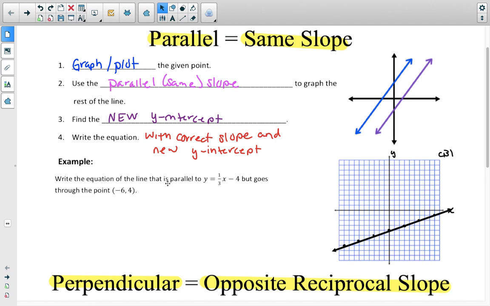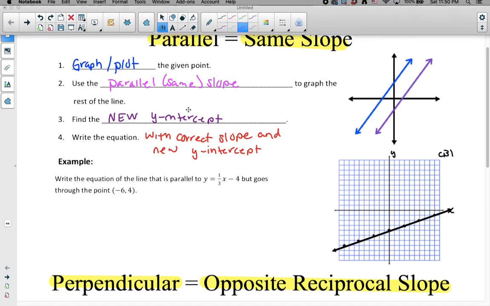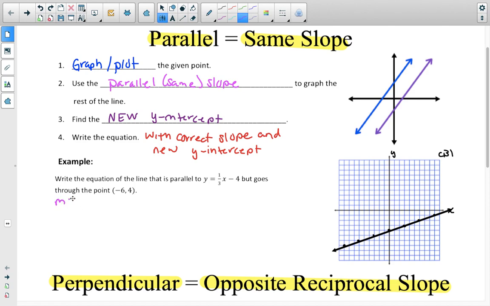So we have our original line. So we want to graph the line or write the equation that is parallel to this line, but going through this coordinate. So let's get our actual slope. Our parallel slope has to be the same slope. So we have a 1/3. So our slope would be 1/3. So our parallel slope is the same, so it will also be 1/3.